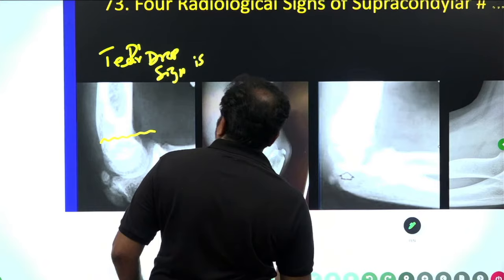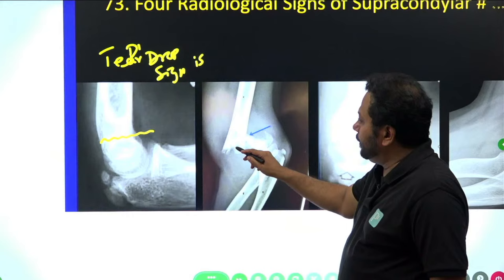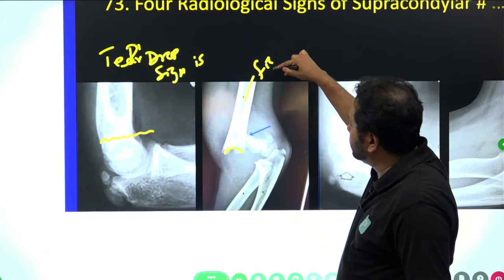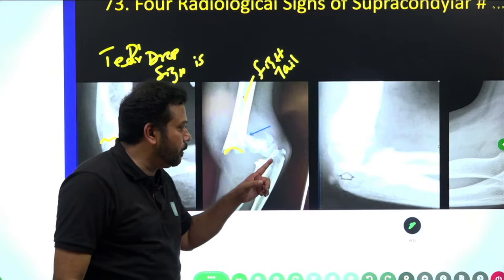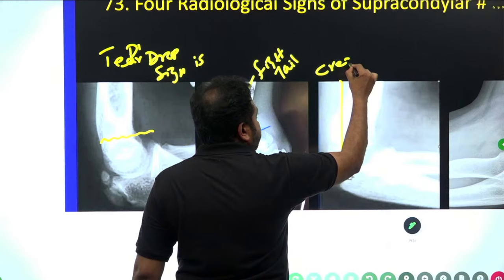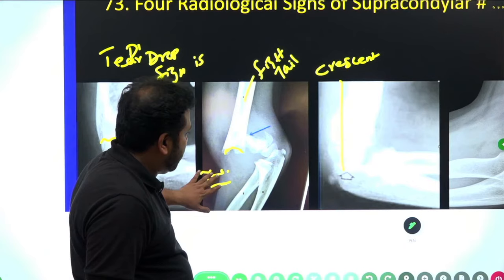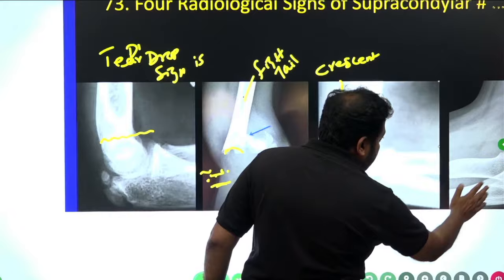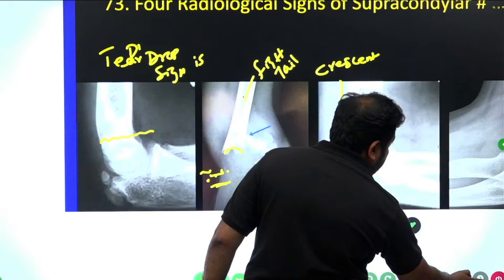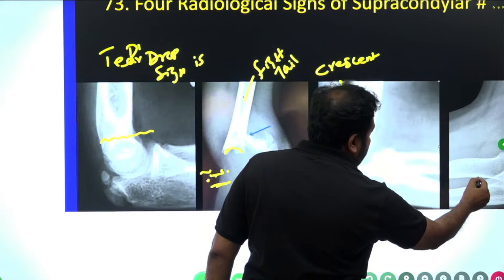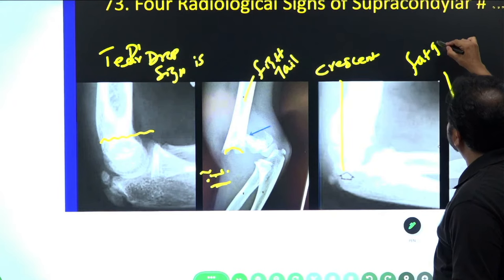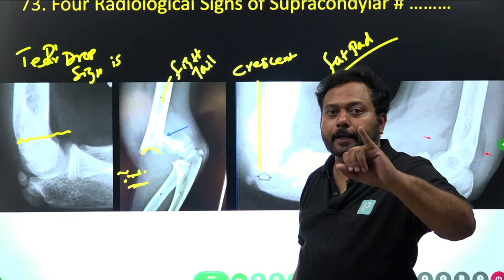Number two, the second sign: when you see the proximal fragment serrated, it is called the fishtail sign. In the image-based session, a very detailed discussion is there on this; you go and see the fishtail sign. The third sign is the crescent sign. And the fourth thing is called the pad sign. Four named radiological signs of supracondylar fracture: teardrop sign disturbed, fishtail sign seen, crescent sign seen, pad sign seen.